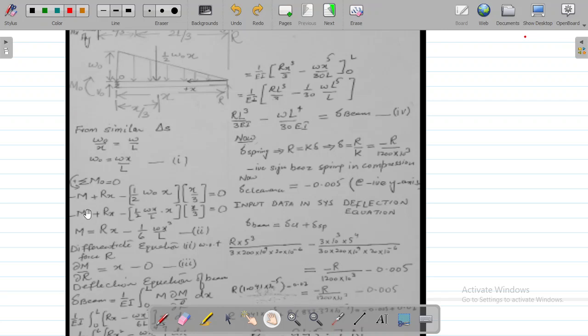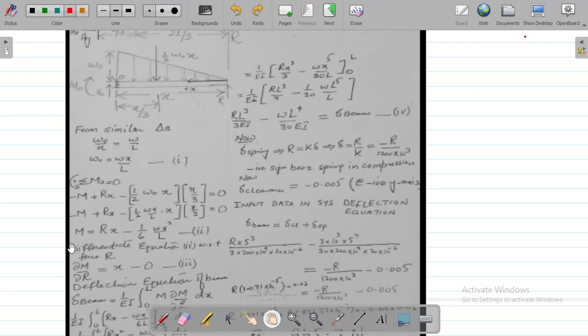So now this M, remember, this M is basically the same as M naught. Okay, so this M, which is actually the resisting moment, is equal to Rx minus, simplifying these two terms in the bracket, 1 by 6 omega x cube over L. This makes our equation 2.